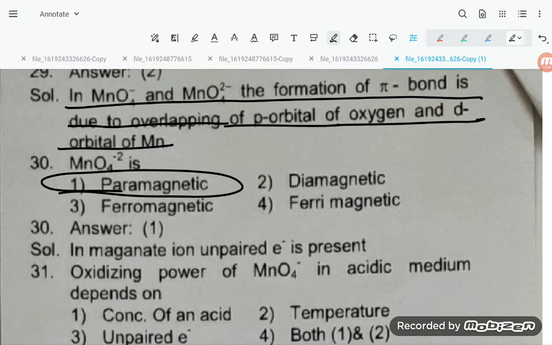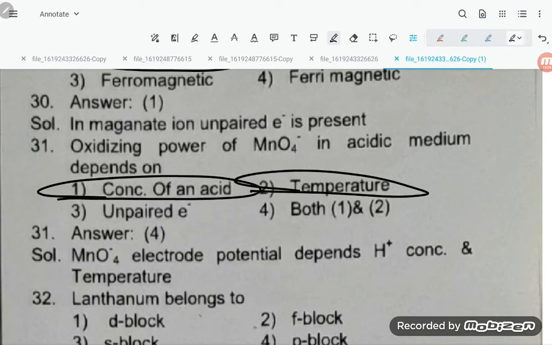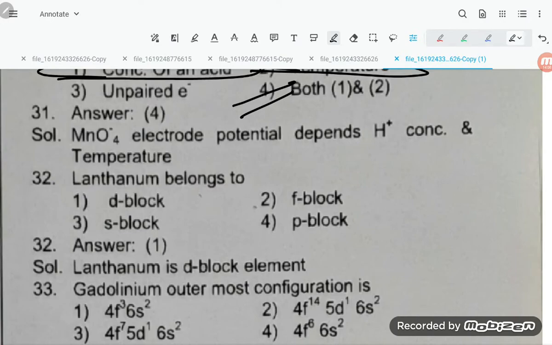Okay. Now the next one: oxidizing power of MnO4 minus in acidic medium depends on the concentration of acid and the temperature also. So the correct option is option number 4, 1 and 2. MnO4 minus electrode potential depends on H plus concentration and temperature.